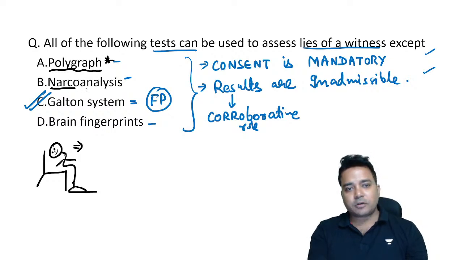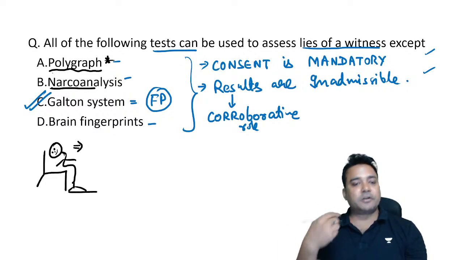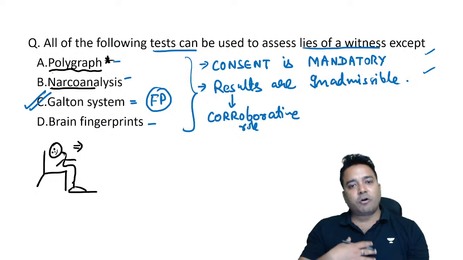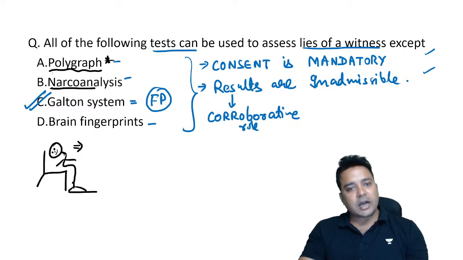नार्को में क्या करते हैं? We give a truth serum drug called scopolamine or we can use thiopentone sodium. तो नार्कोसिस में क्या होता है? अंडर द इफेक्ट ऑफ नार्कोसिस द पर्सन विल ऑलवेज टेल ट्रूथ. वो सारी कहानी बता देगा आपको. हिज लाई विल बी कॉट.